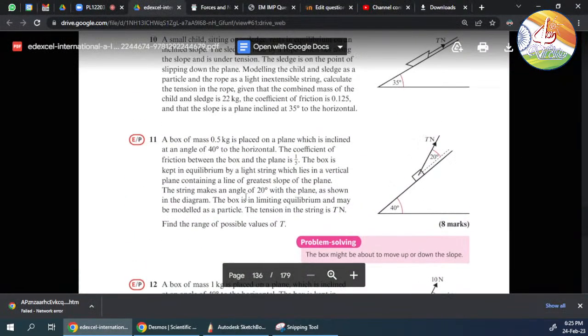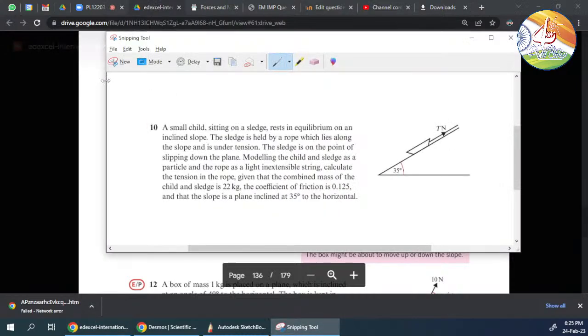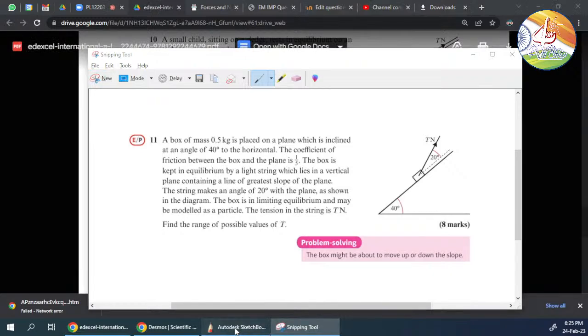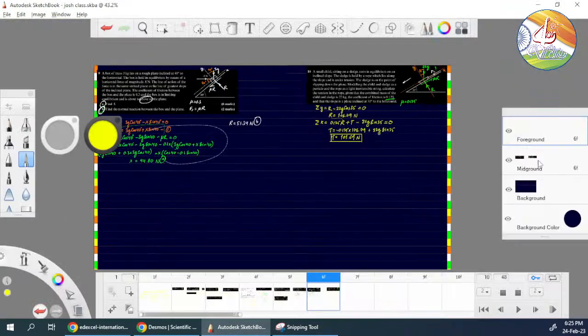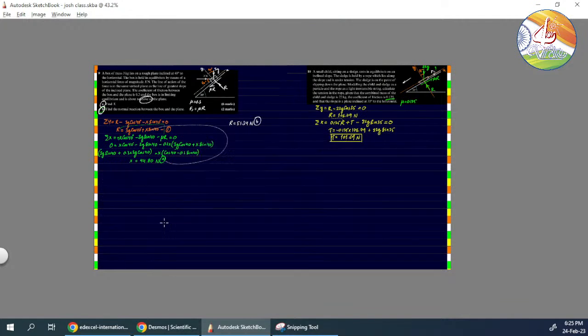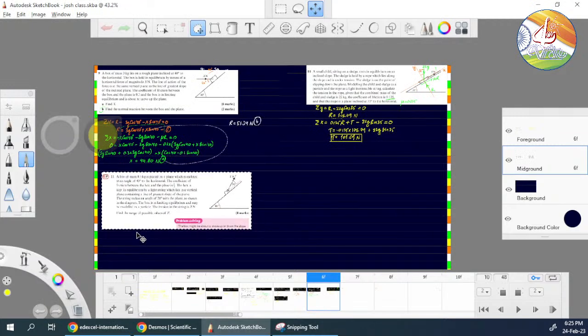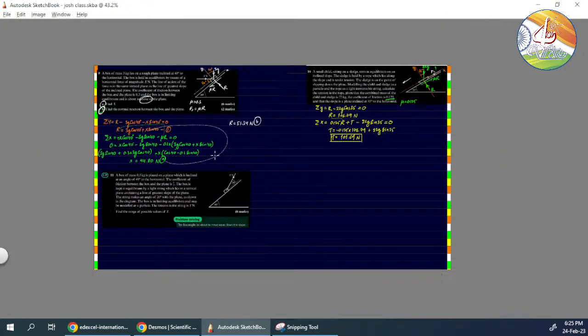Next, the 11th one. So let's take the next one. Ready?